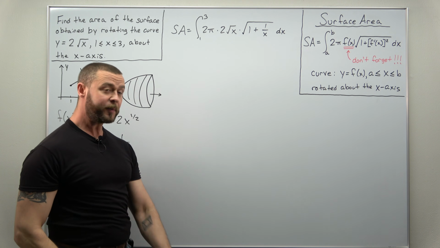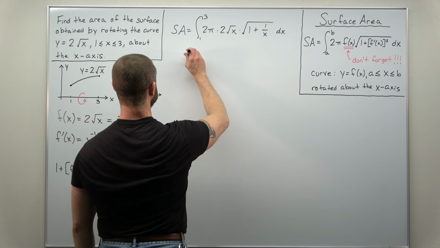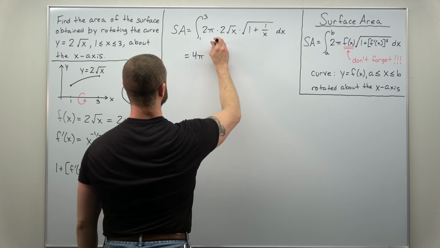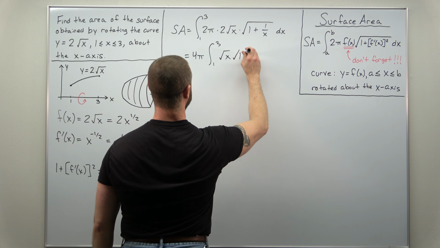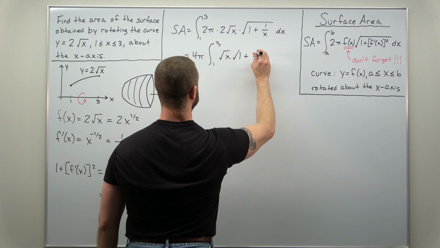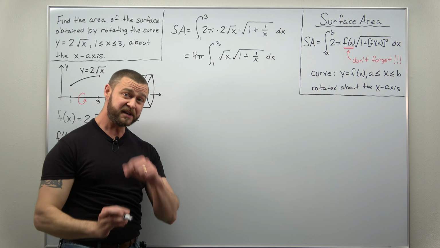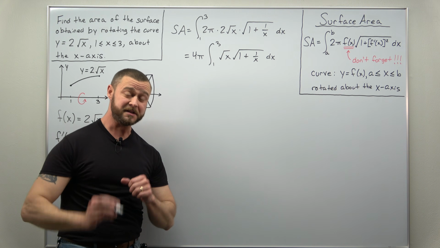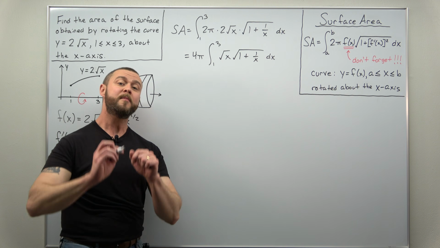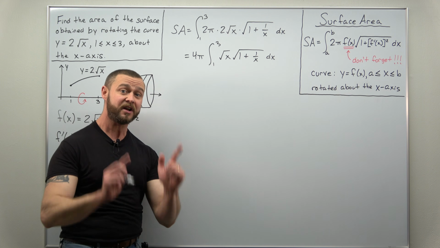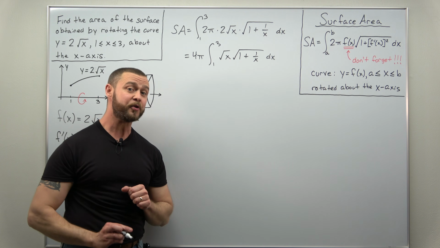All right, now we can clean this up a little bit. We have a factor of 4 pi, which I can pull out in front of the integral. But we're left with square root of x times the square root of 1 plus 1 over x. And this is where we might seem to be stuck, because that looks like a pretty difficult integral to evaluate. Now, we can actually simplify that with one of the most important techniques for finding antiderivatives: rewrite. In other words, just rewrite the function that you're integrating, and you can probably integrate it.